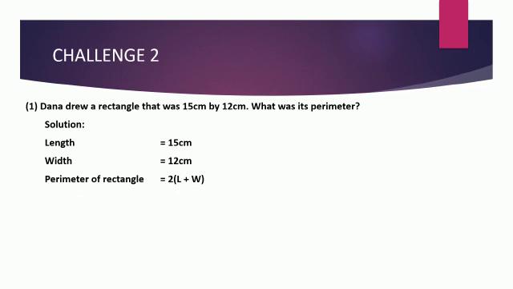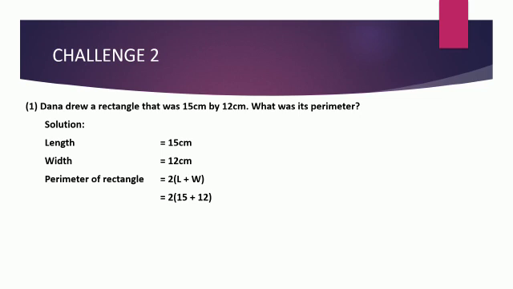L means length and W means width. You can write the spellings of length and width, otherwise you can write L and W. L for length and W for width. So, the formula of perimeter of rectangle is equal to 2 into length plus width. Now, you will put the values of length and width in the formula. 2 into 15 plus 12, as 15 is length and 12 is width.